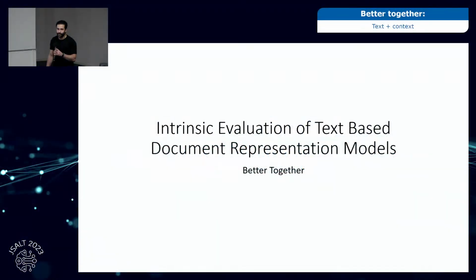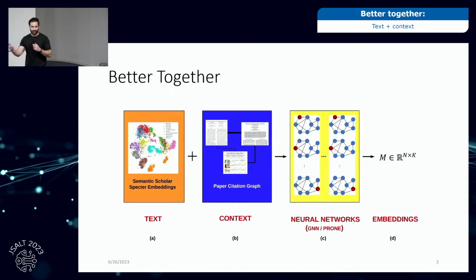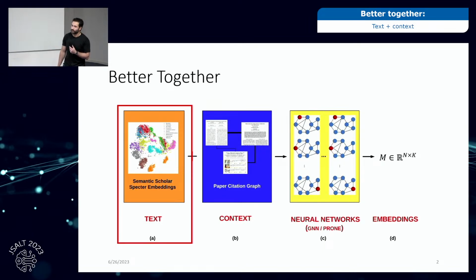Okay, hi. Hi, everyone. Welcome back. Let's get started. My name's Abtin. I'm going to be presenting an intrinsic evaluation of text-based document representation models. As you might recall from 30 minutes ago, we're the Better Together team. We're looking at text-based representations for scientific documents as well as graph-based representations. For this presentation, I'm going to be focusing specifically on the text-based methods.